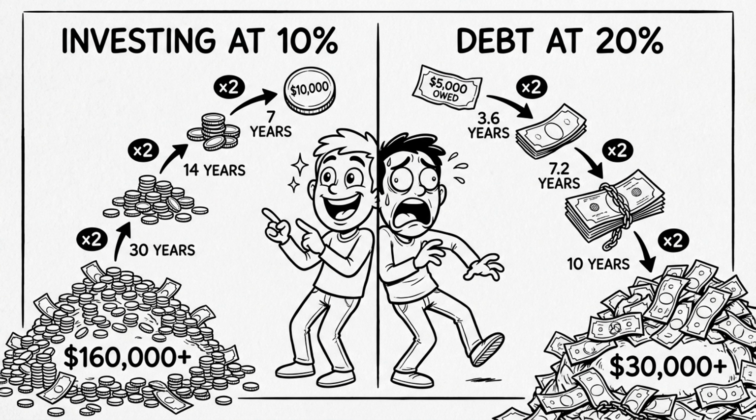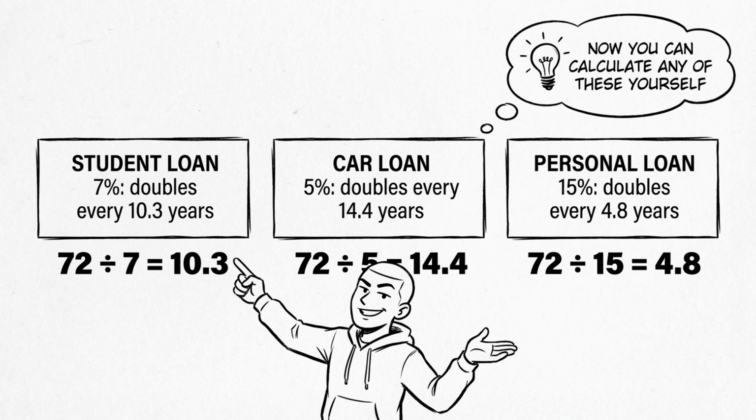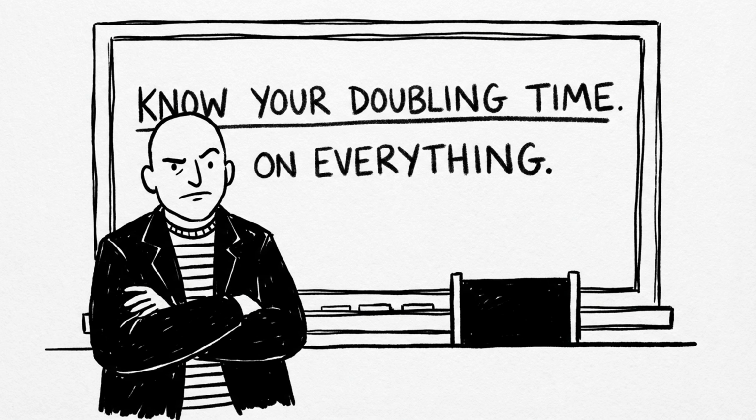If your student loan is at 7%, your debt doubles every 10.3 years. A car loan at 5% doubles every 14.4 years. A personal loan at 15% doubles every 4.8 years. Know your doubling time on everything. Most people think about the Rule of 72 only for investments, but it has a darker, quieter application that affects every single person with money, whether they invest or not.